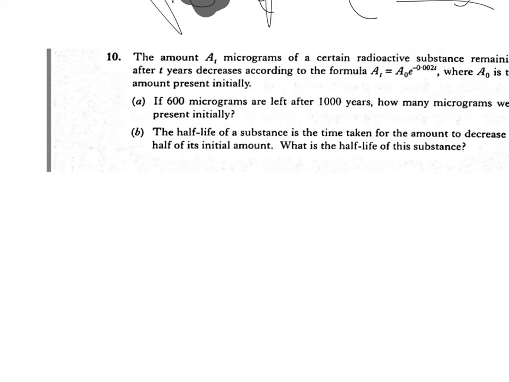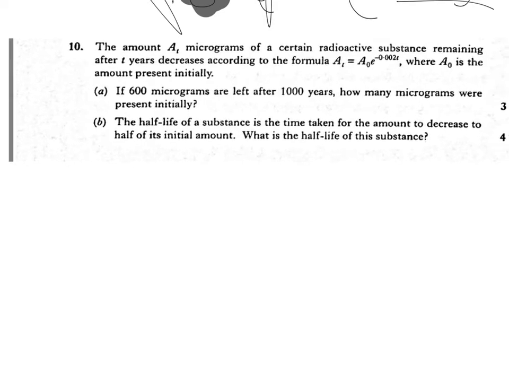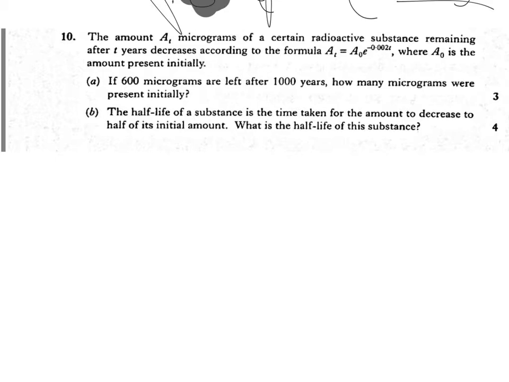Part B says the half-life of a substance is the time taken for the amount to decrease to half its initial amount. What's the half-life of the substance? Well, half-life is a measure of time. Now we can see that the time is up in the power line. Now that's an unknown power. That means that eventually we're going to have to take natural logs of both sides with this type of question.